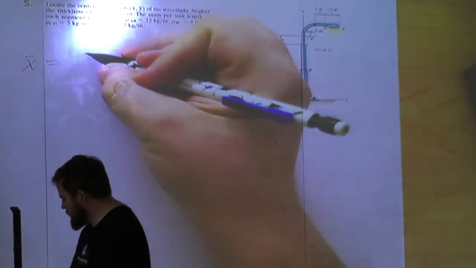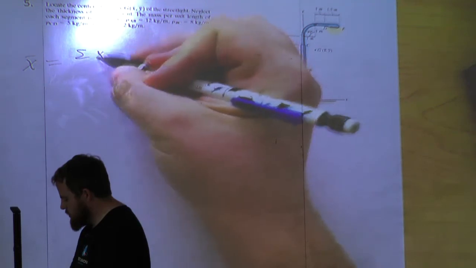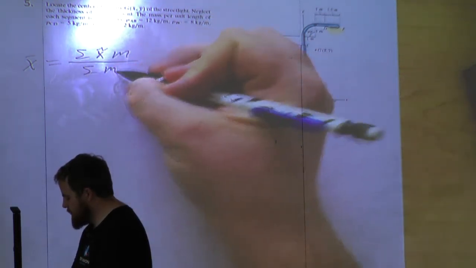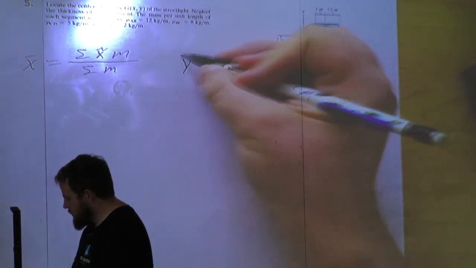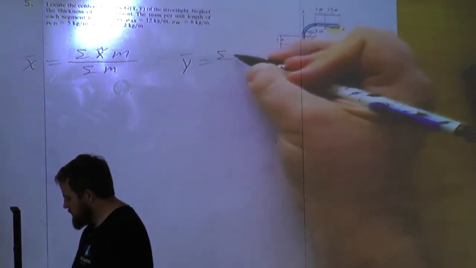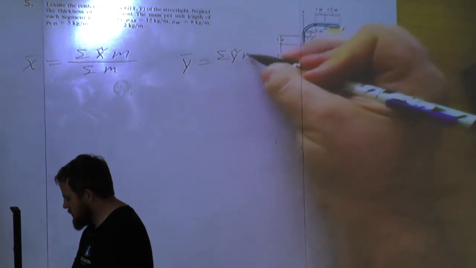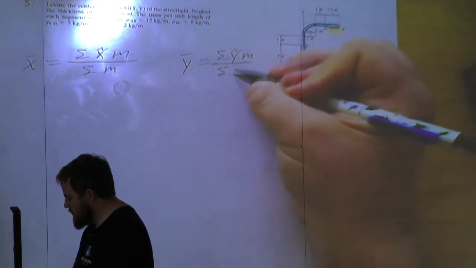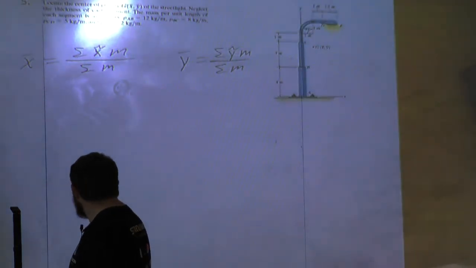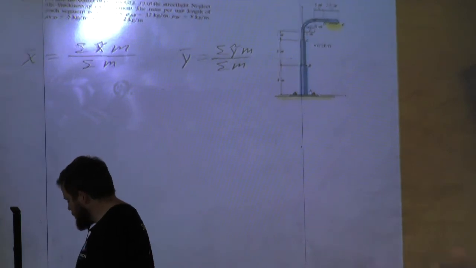So this one we're just doing sum of x times m over sum of m, and same thing for y bar: sum of y times m over sum of m. Right? That's just center of gravity.